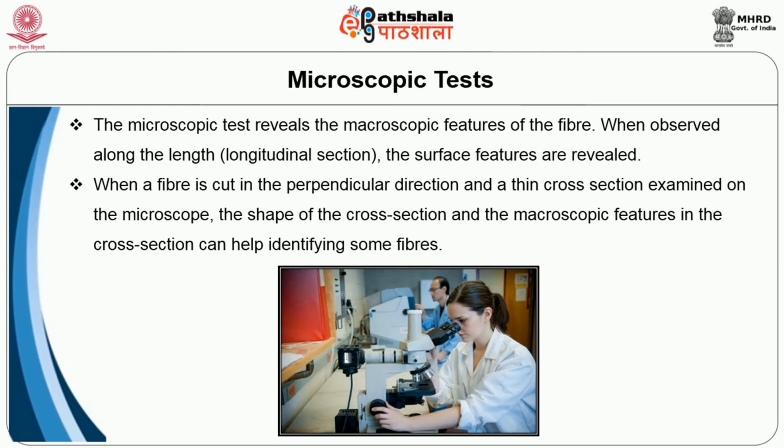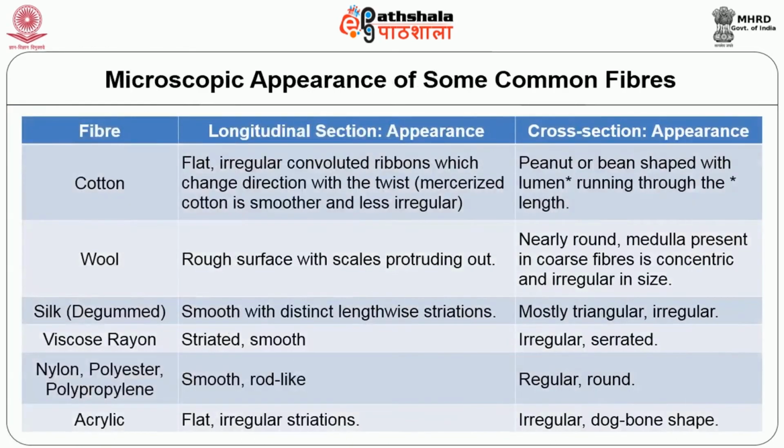When observed along the length, the surface features can be revealed. For cotton fiber, the longitudinal view will be flat, irregular, convoluted ribbons under the microscope. In the case of the cross section of the cotton fiber, it is peanut or bean shaped with a lumen running through the length. In the case of wool, under the microscope it has a rough surface with scales protruding out. The cross section of wool under the microscope is nearly round. Medulla present in the coarse fiber is concentric and irregular in size. In the case of silk fiber, it is very smooth and distinct lengthwise in the longitudinal view, and in the cross section, it is mostly triangular.